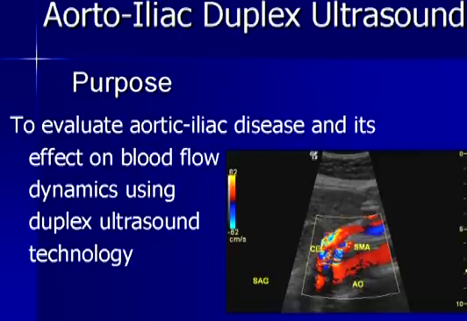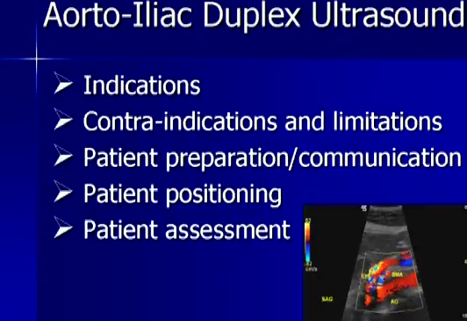Today, I want to talk to you about the Vascular Technology Professional Performance Guidelines published by the Society for Vascular Ultrasound regarding the Aorta Iliac Duplex Ultrasound examination. The purpose behind this examination and the purpose for having the guidelines is the evaluation of aortic and iliac arterial disease and its effect on blood flow dynamics using our duplex ultrasound instrumentation.